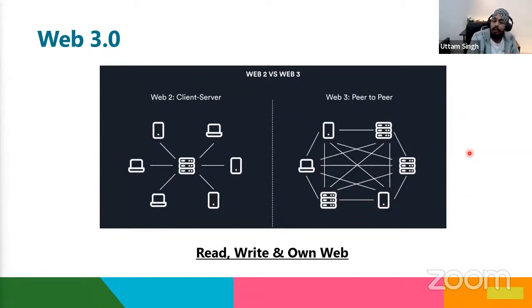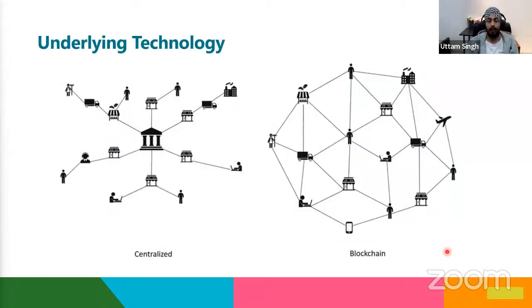And your data can even be stored in a refrigerator or in a toaster if it has access to the internet, right? So this is why we call it the read, write, and own web. And now, what is the underlying technology used behind Web3? The underlying technology used behind Web3 is blockchain.